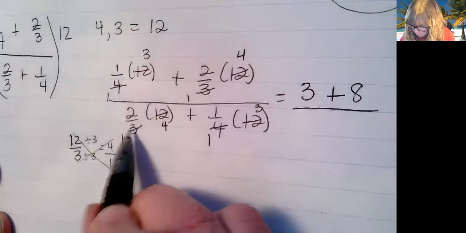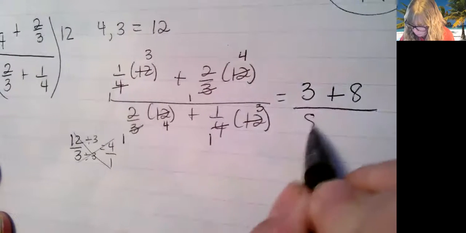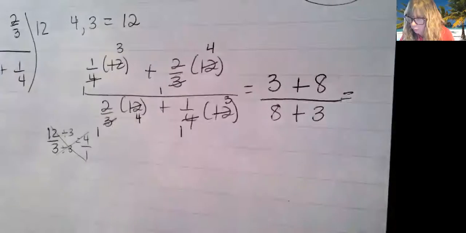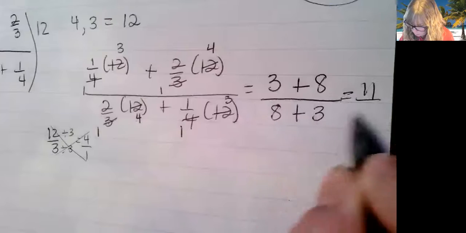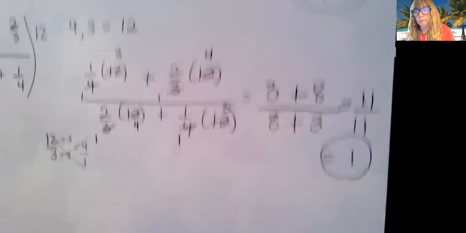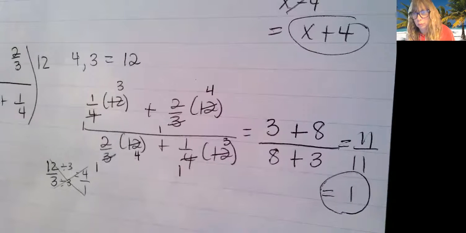All right, so the bottom's gone. So we have 2 times 4, which is 8. And 1 times 3 is 3. So we get 8 plus 3 is 11. And 8 plus 3 is 11, which equals 1. So same premise, getting rid of the fraction in the fraction.